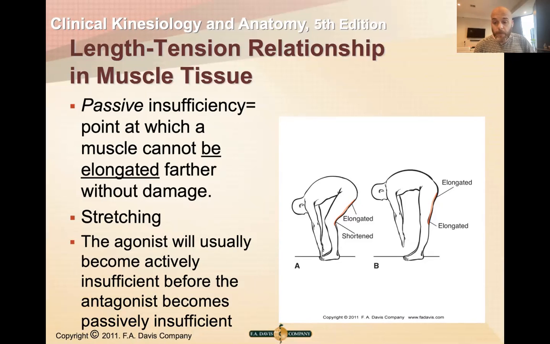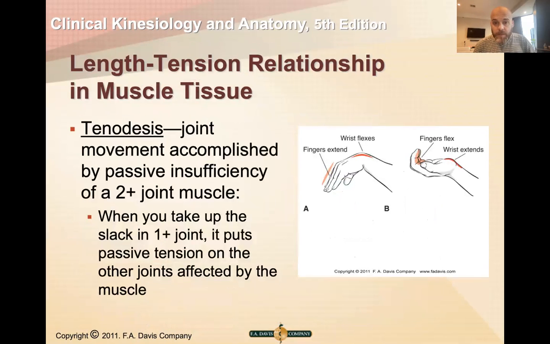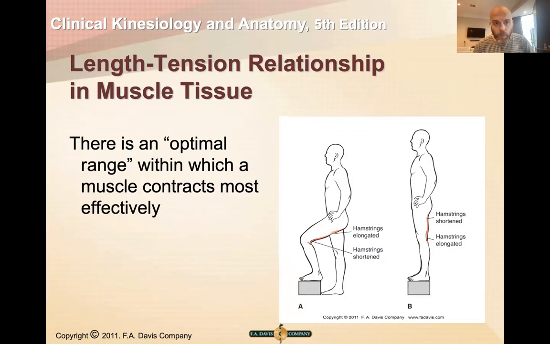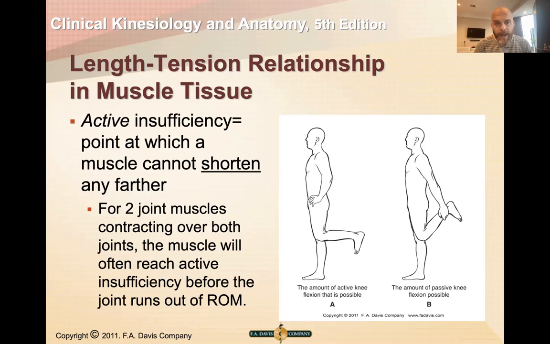Okay, so let me see what the next one does. We're almost done here. Let's stop there for a second. So we've just hit two things. We were in resting, we were in different range lengths, resting length and elongated lengths. And now we're in active and passive insufficiency.